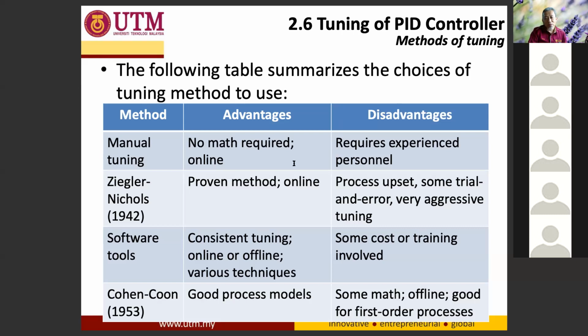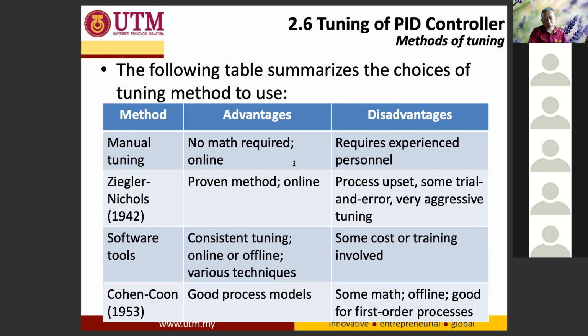The other method included in the syllabus is known as Ziegler-Nichols, which was introduced in 1942. Ziegler-Nichols are the names of the people who invented this method. It is a proven, established method that can be applied online and offline. The process involves some trial and error. It is a very aggressive tuning.